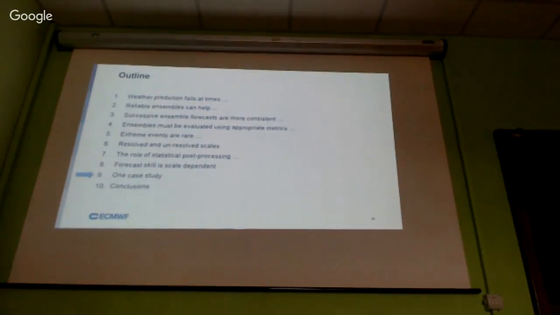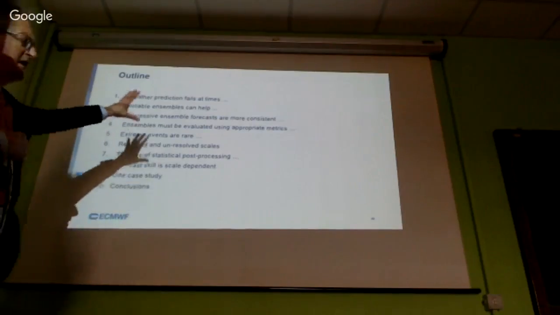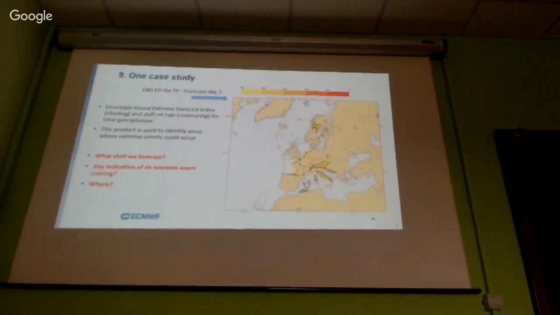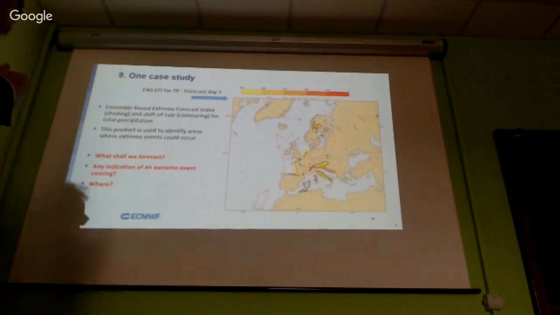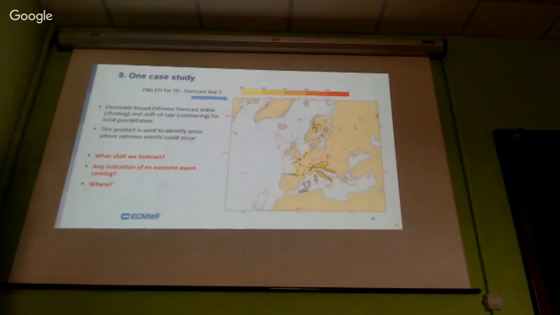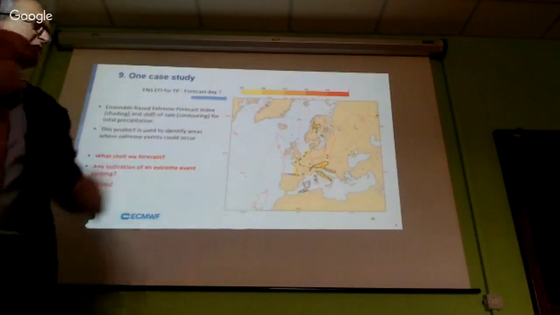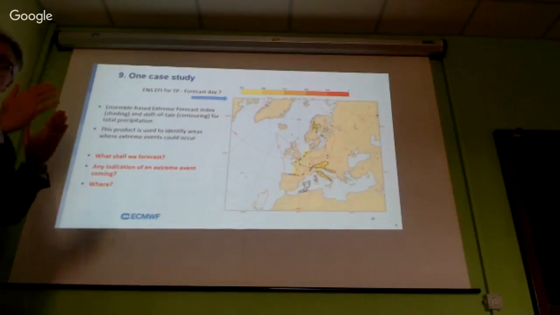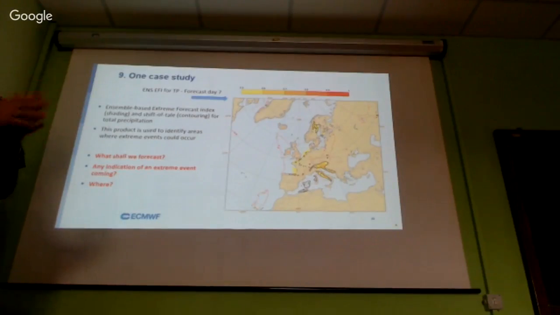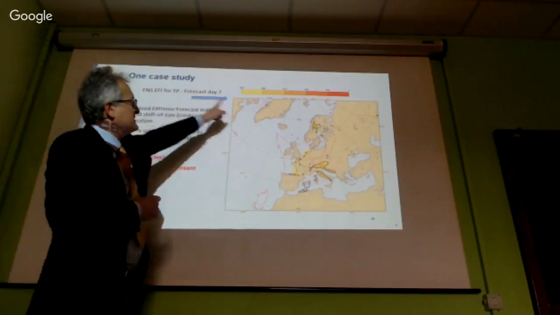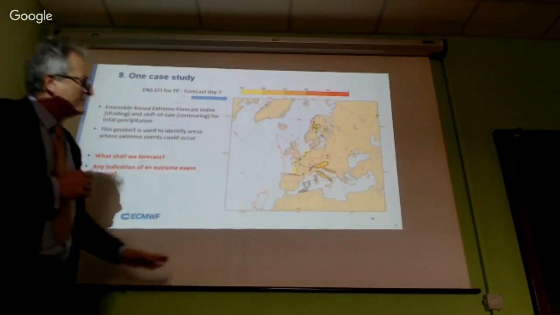Okay, now let's try to apply all of this thinking to a couple of extreme events. This is one of our forecasts for a case that we'll reveal afterwards. It's the map of the extreme forecast index, the index that I described earlier, which measures how far the distribution of the current forecast is from its climatology for total precipitation. This is a day 7 forecast over Europe.